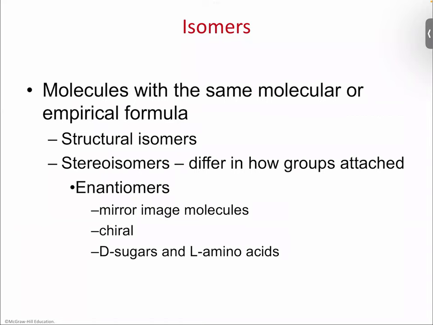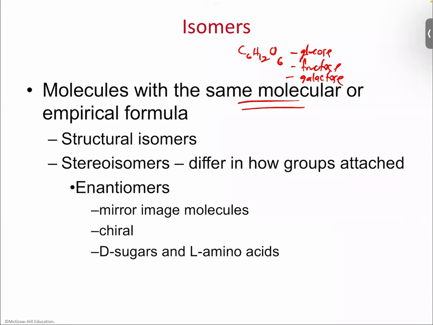Some issues that we run into a lot in actual biological molecules are isomers. So what exactly is an isomer? An isomer is a molecule that has the same molecular formula, but something different. Here's a good example: C6H12O6. What is that? Glucose, which is a good guess. However, it could also be fructose, and it can also be galactose. So that's an example of three isomers of each other.